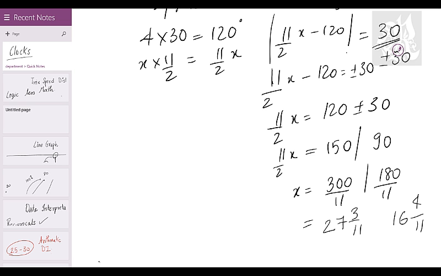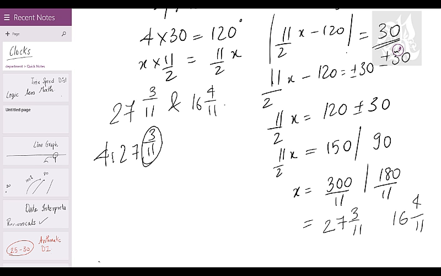So at what time will the angle be 30 degrees? 27 3 by 11 and 16 4 by 11. So 4 hours 27 minutes and 3 by 11, where 3 by 11 is a part of a minute, because 27 are full minutes. The other time will be 4:16 4 by 11. So 30 degrees can be observed twice, not once, between 4 and 5.